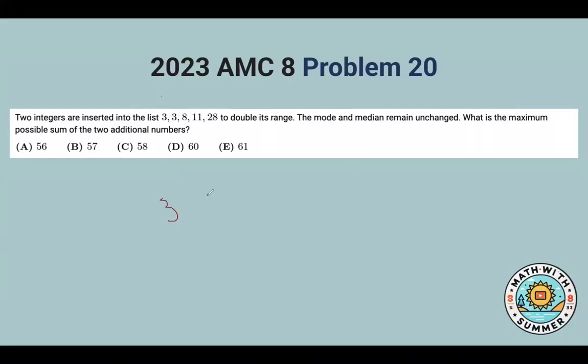So we have this set 3, 3, 8, 11, and 28. And we know that we want to double its range by adding two new numbers. So like probably here and here, or maybe just one up here, one down here. And the mode and median remain unchanged. So actually we do need one here and one here, or else our median would be moved from this 8 to, if we added 2 here, it would be moved to 3. And if we added 2 on the other side, it'd be moved to 11, right? So we don't want that. We want to keep our median at 8. So we know that we need to add a number to both sides.